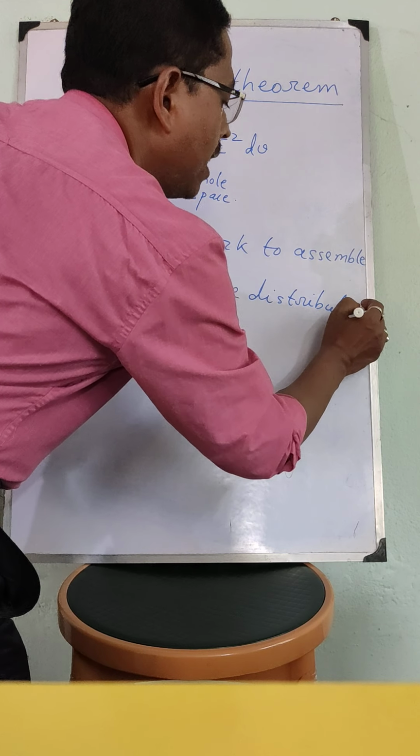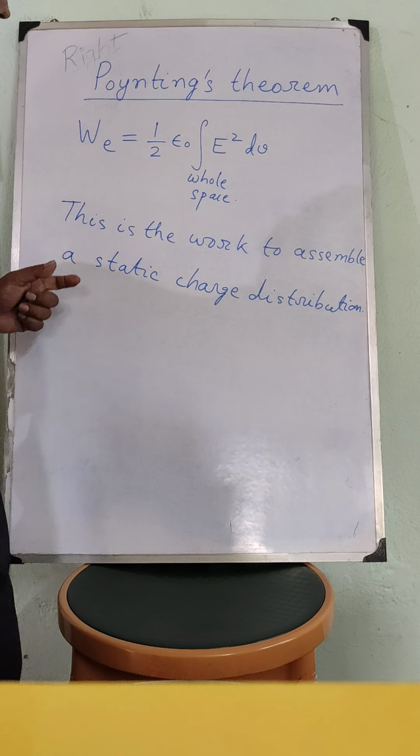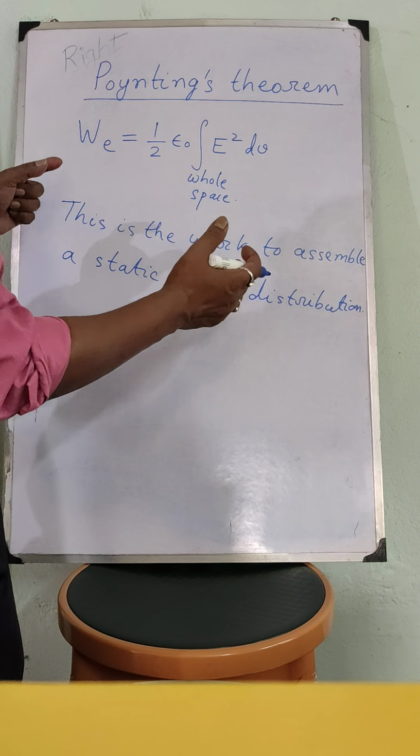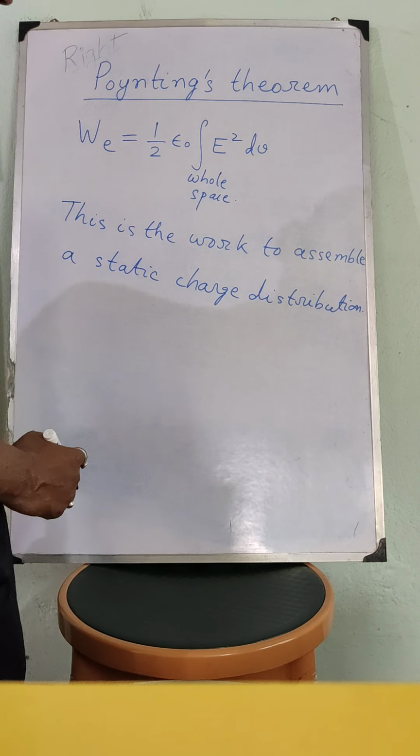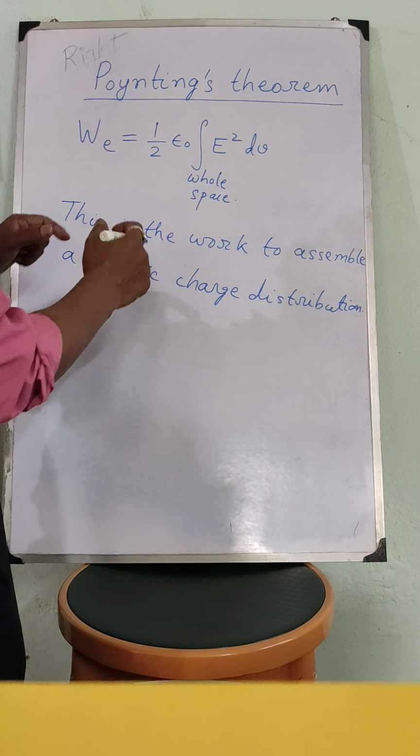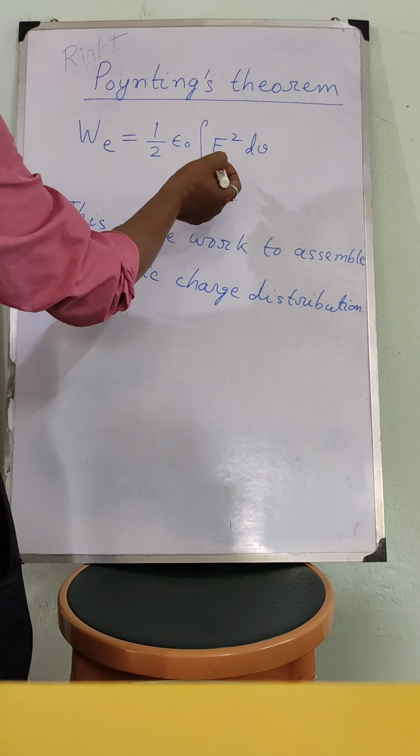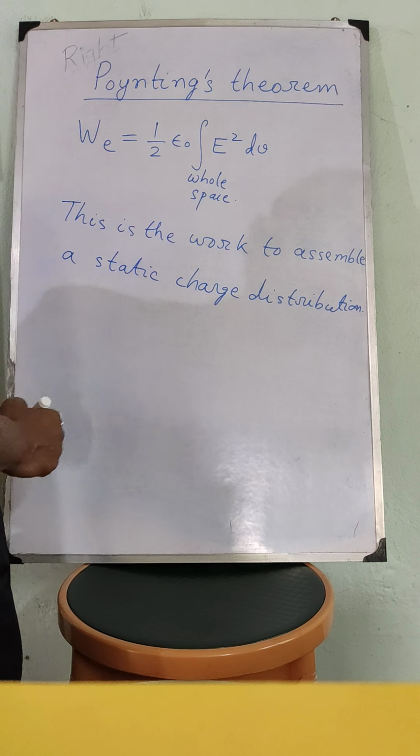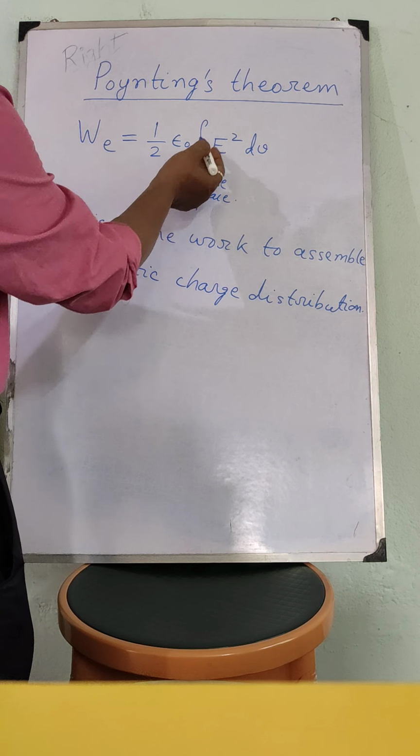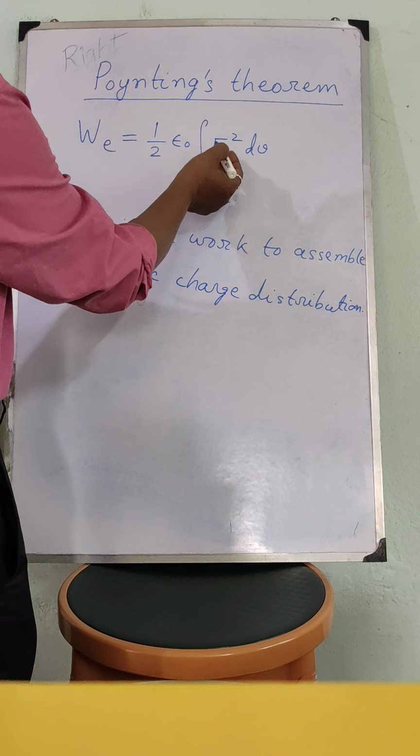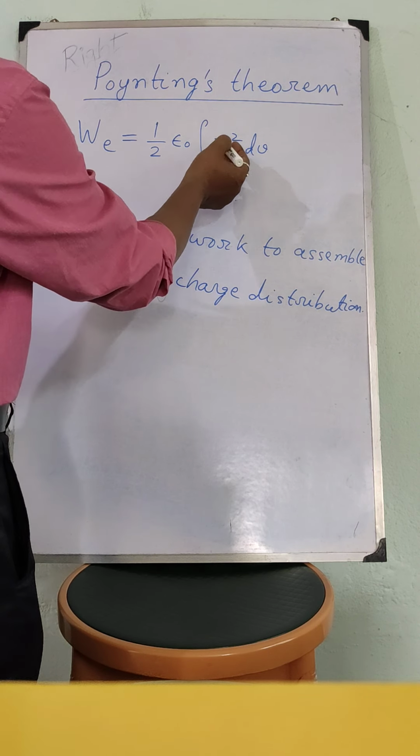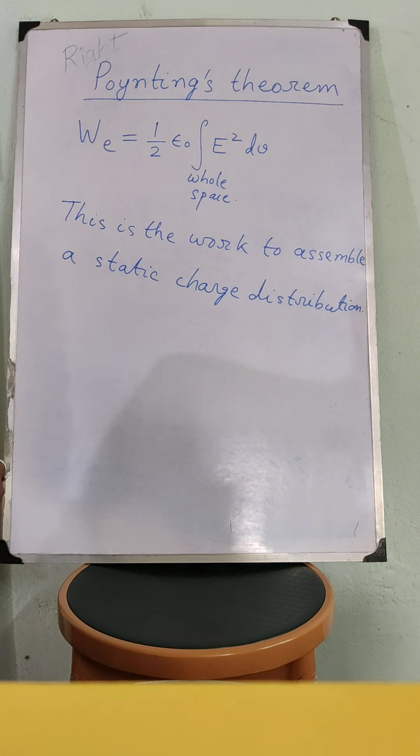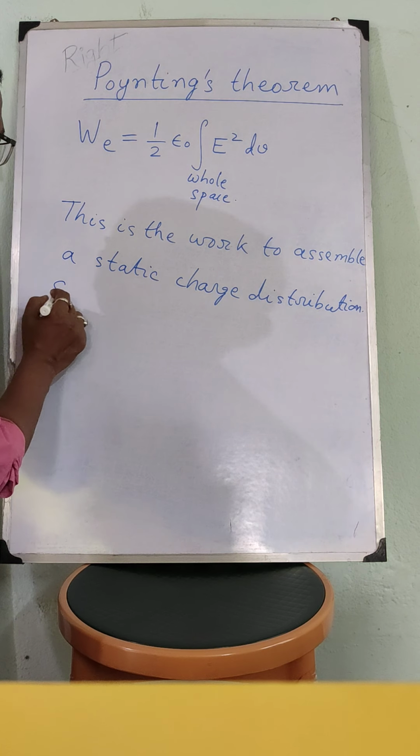This topic we have discussed in second semester, where we calculated the net energy stored to assemble a static charge distribution, and we found there that the net energy stored in the static charge distribution is given by this expression, that is half of epsilon 0 integration over whole space E square dV, where E is the electrostatic field.